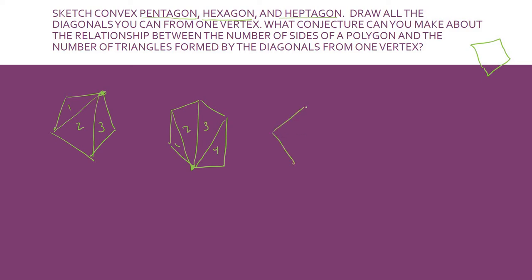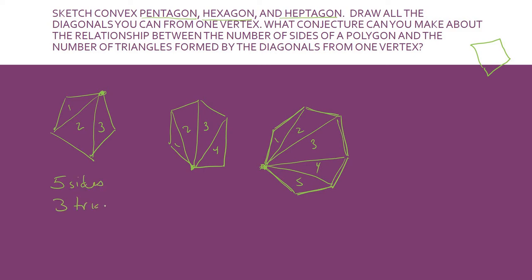7 sides. 1, 2, 3, 4, 5, 6. Nope, that's going to be concave. I need to make this bigger. There we go. I think I've got it now. 1, 2, 3, 4, 5, 6, 7. Pick a vertex. 1, 2, 3, 4 diagonals, which means 1, 2, 3, 4, 5 triangles. So, 5 sides, 3 triangles.